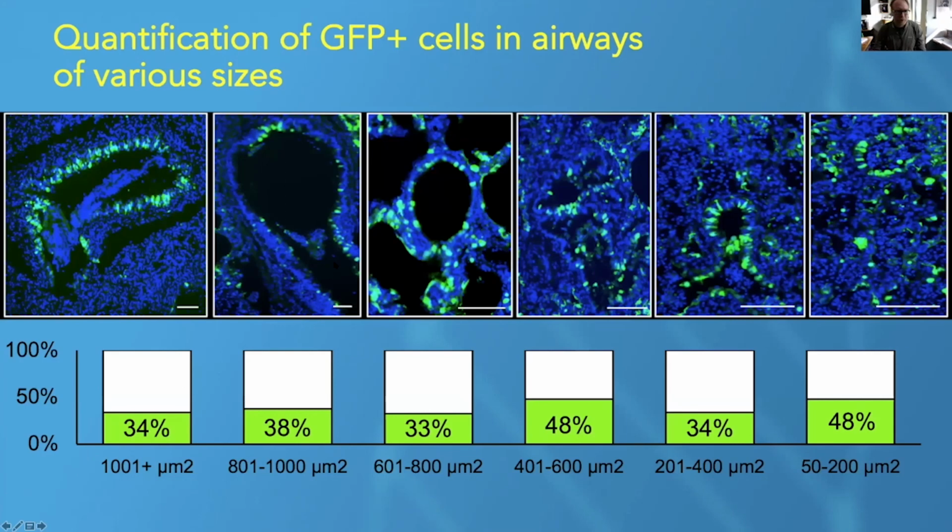Looking at immunofluorescence, this is using a reporter gene, obviously GFP. We did immunostaining on sections all the way through the different lobes. And we quantified the size of each lumen. So we went from the large airways that have a lumen of over 1 millimeter squared down to small airways that had lumens of 50 to 200 microns squared. And we counted GFP positive cells at the lumen.